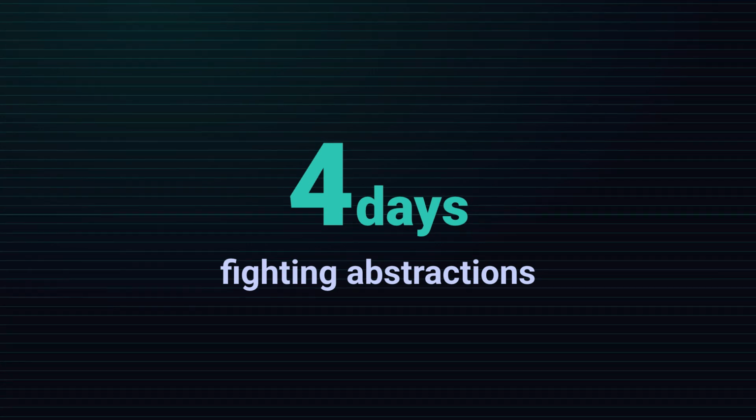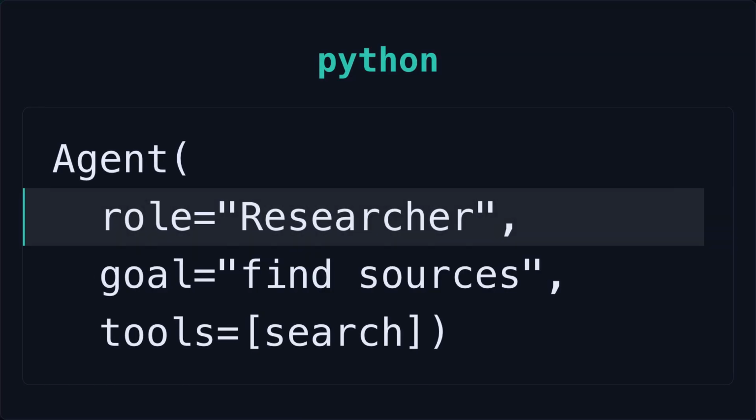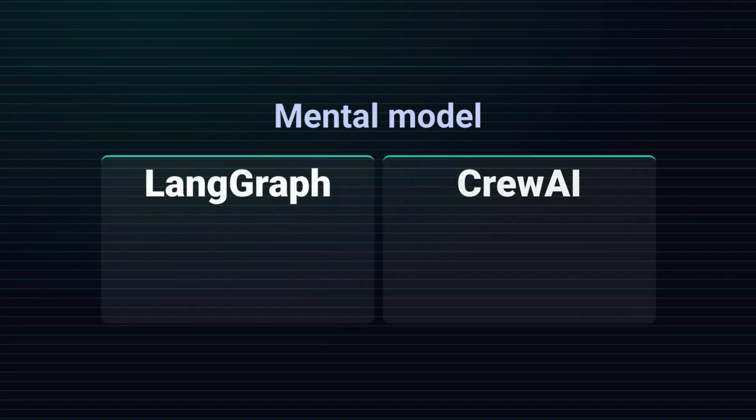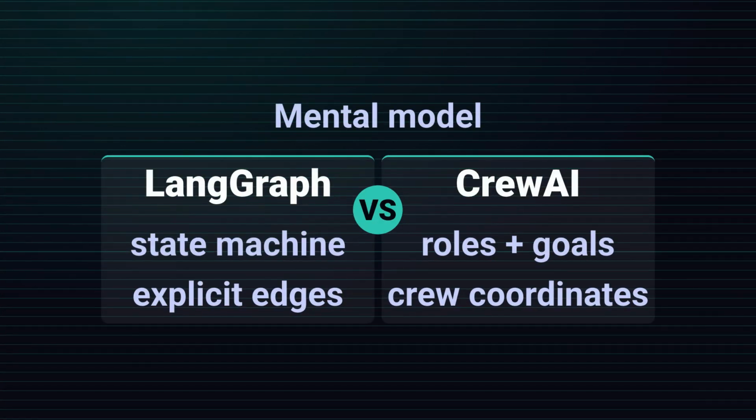CrewAI took a completely different posture, and the contrast hit me immediately. Instead of wiring graphs, I described roles. I had a researcher agent, a fact-checker agent, and a writer agent, each with a goal, a backstory, and a set of tools. Then I defined tasks and let the crew coordinate. The mental model is a team of people, not a flowchart, and for this particular app, that framing just clicked.